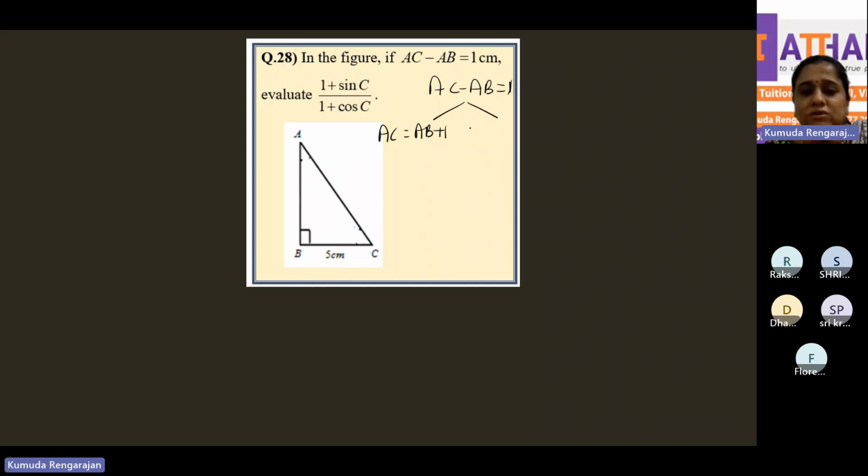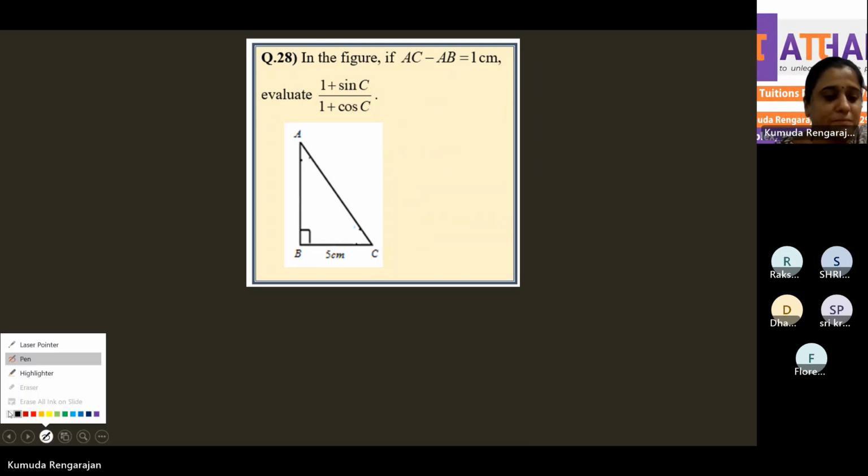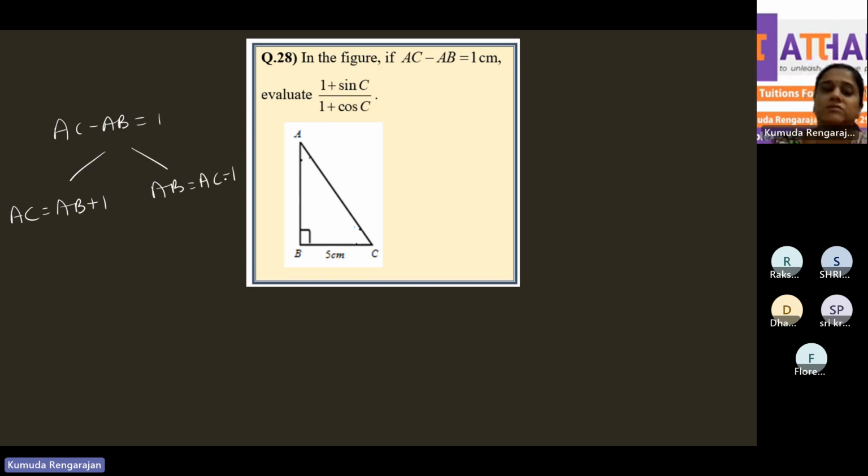Or you can write AB is equal to AC minus 1. You can write AC is equal to AB plus 1, or you can write AB is equal to AC minus 1. Okay, so go with one of the two. Not both, one of the two. Supposing you go with the first one, this one. So AC is equal to AB plus 1.